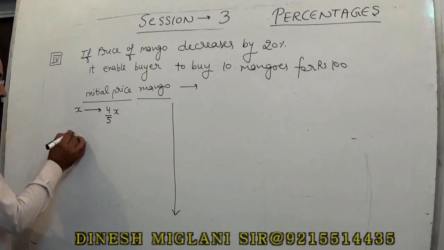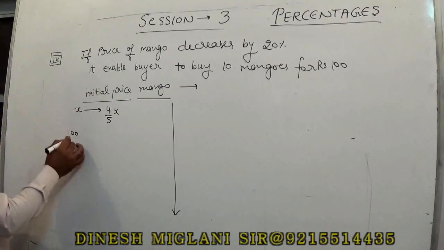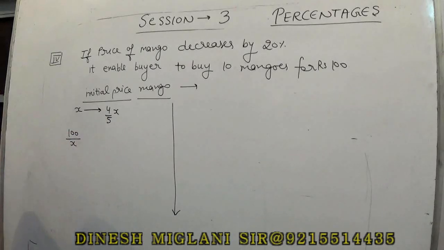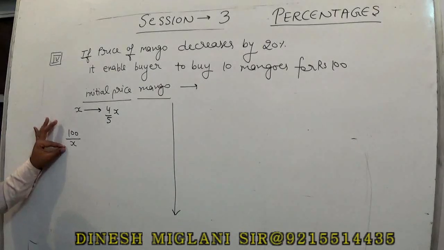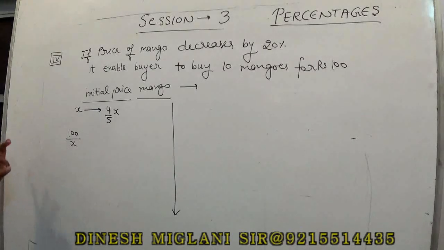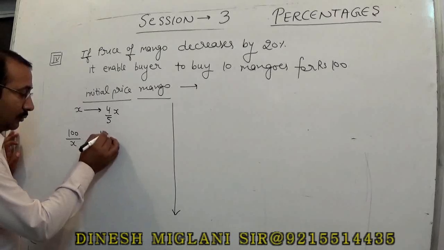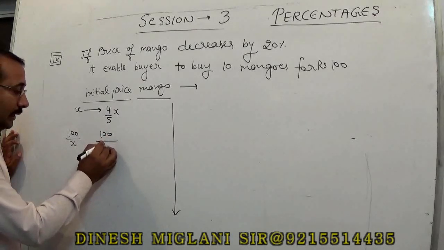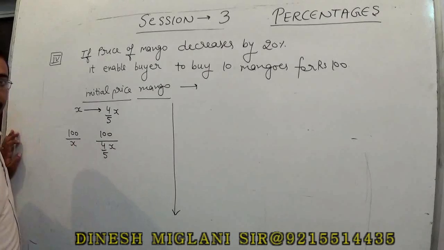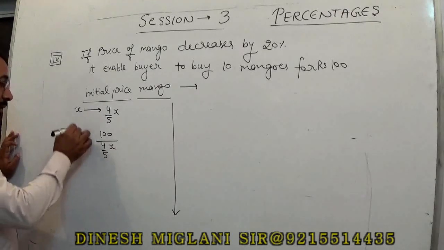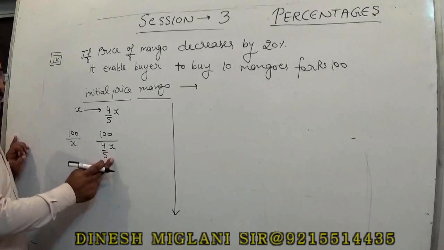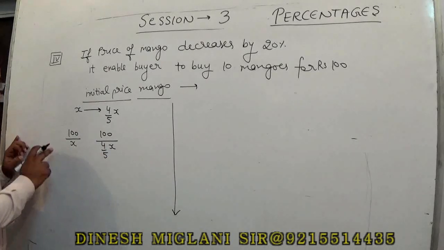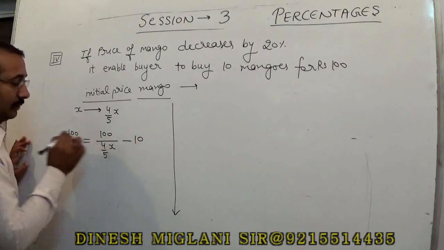In the first case, we spent rupees 100 and my initial price was X per mango. So this is the number of mangoes, this is the total expenditure, this is the price per mango. When I divide 100 by x, I get the total number of mangoes. In the second case, I have to spend rupees 100 and the decreased price is 4 by 5x. That is the number of mangoes when the price was 4 by 5x. This quantity is 10 more than this one. So if I subtract 10 here, both are equal.